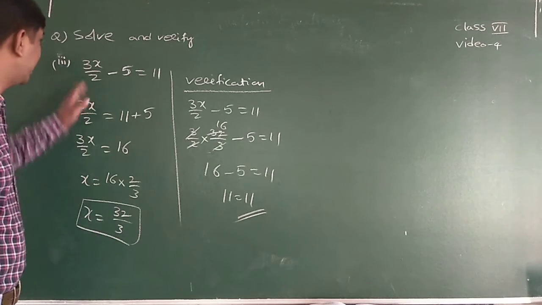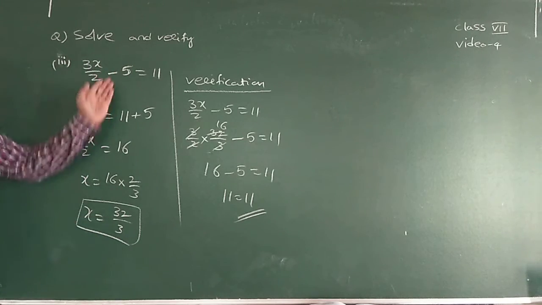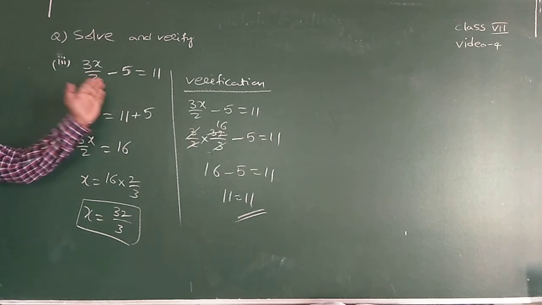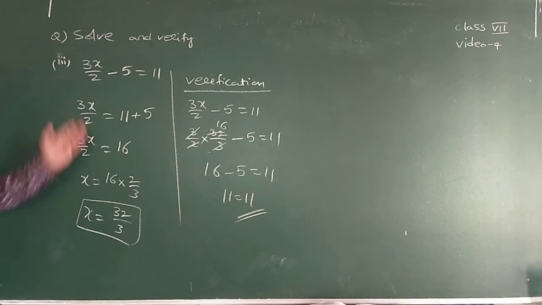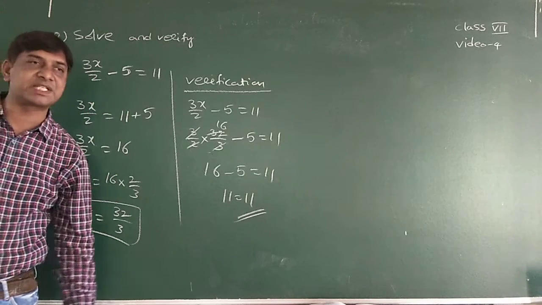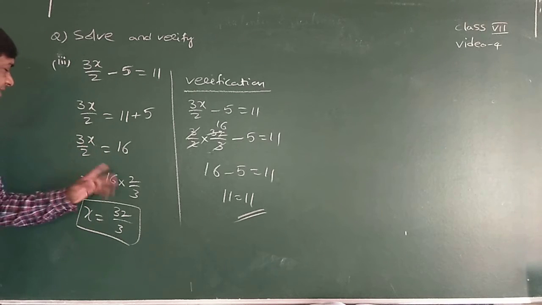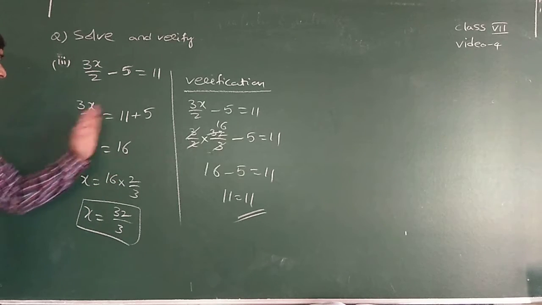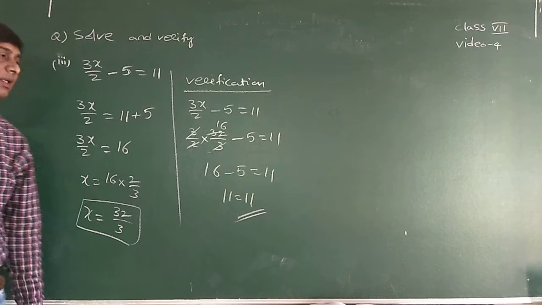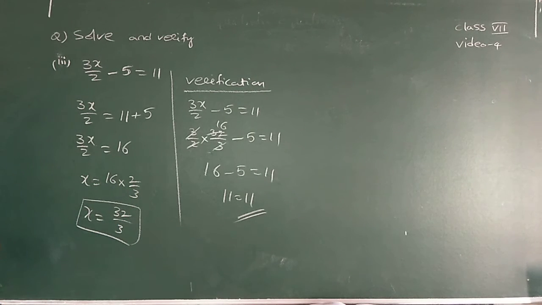Once again, check this one. 3x by 2 minus 5 is equal to 11. This minus 5 is a constant value. Transfer this minus 5 to the other side first. 3x by 2 is equal to 11. Minus 5 becomes plus 5. Now 3x by 2 is equal to 16. X is equal to 16 into 3 by 2 becomes 2 by 3. Then x is equal to 16 twos are 32 by 3.